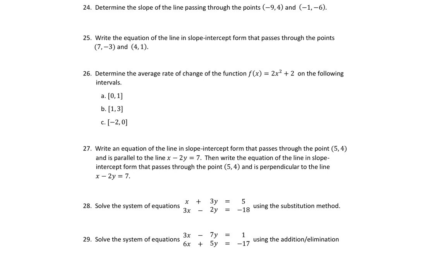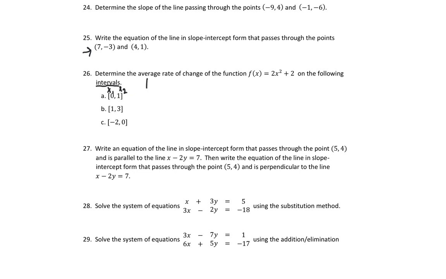Next we have 26, which is determine the average rate of change of the function 2x squared plus 2 on the following intervals. First is from 0 to 1. This one's a question that I've seen trip up a lot of people. The big thing here is when they see the word intervals, what that's telling you is two x values. This is your first x and this is your second x. This isn't a point. Notice that these are brackets versus up here these points were parentheses. Like these don't go together, right?